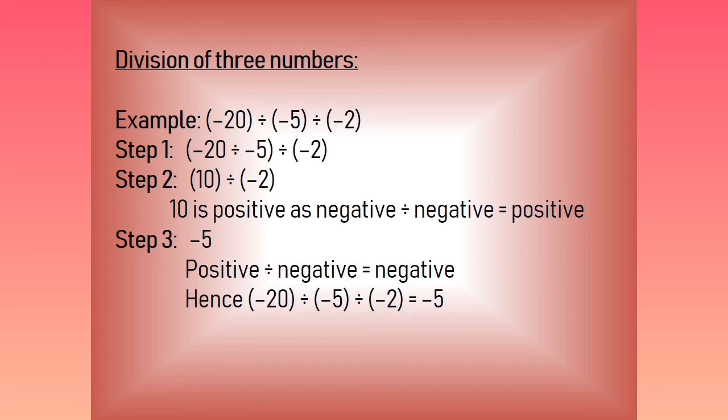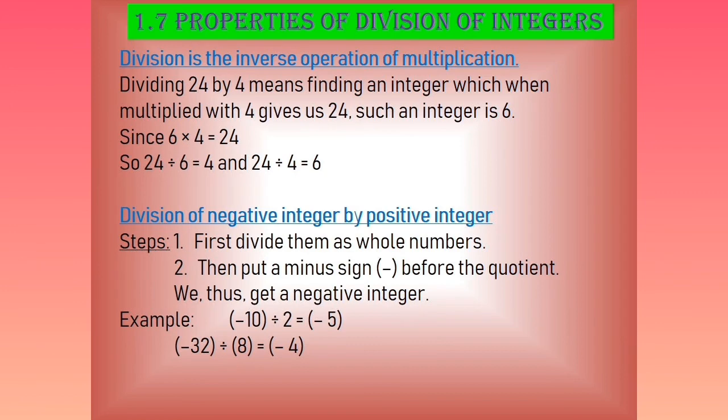Properties of division of integers. Division is the inverse operation of multiplication. Dividing 24 by 4 means finding an integer which, when multiplied with 4, gives us 24. Such an integer is 6. Since 6 × 4 = 24, so 24 ÷ 6 = 4 and 24 ÷ 4 = 6.